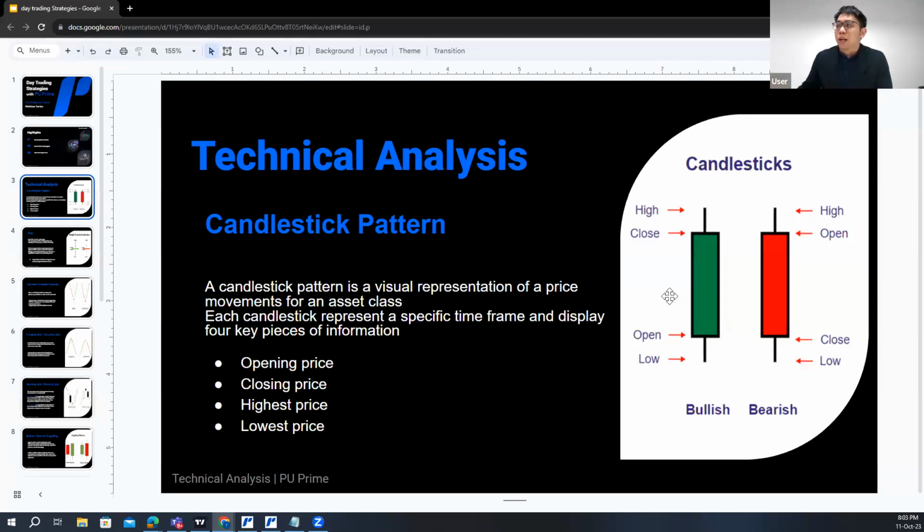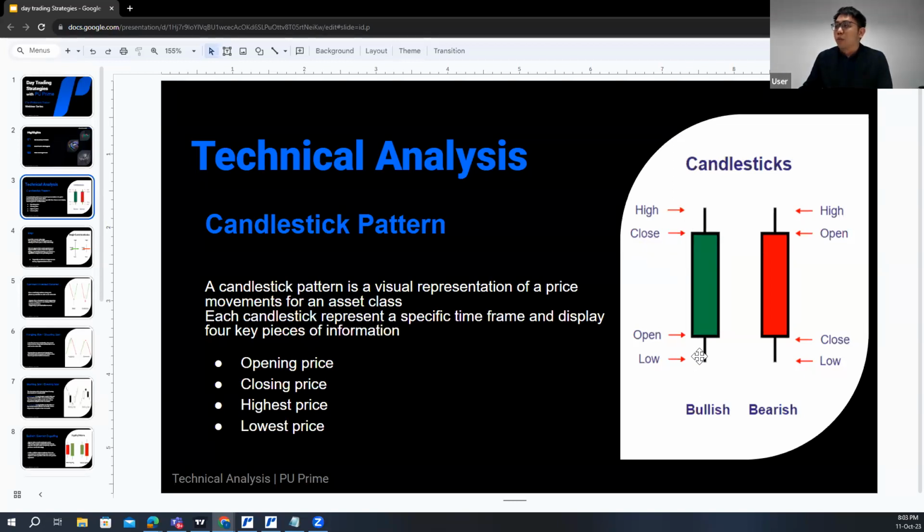Let me briefly introduce how we can look at a candlestick and what it consists of. When you first look at a candlestick, it consists of four things. The first is the opening price, and the next one is the closing price. And you can notice that there is a wick on the upside and also a wick on the downside. These are the lowest point as well as the highest point.